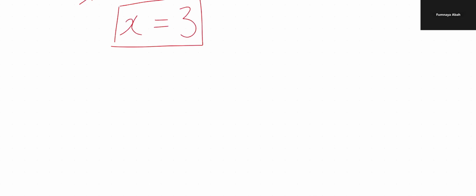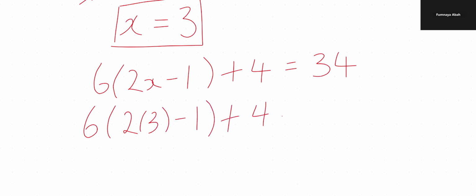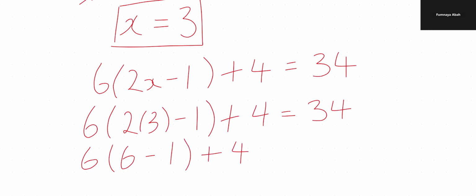So our former equation was 6(2x - 1) + 4 = 34. So we can plug x into this equation. So 2 times 3, because we now know that x is equal to 3, minus 1, plus 4 is equal to 34. So we can simplify and say 6, and 2 in parentheses 3 means 2 times 3. So 2 times 3 is equal to 6, minus 1 here, plus 4 is equal to 34.